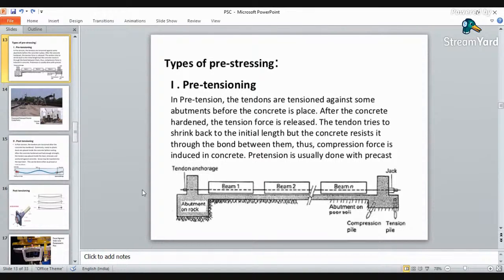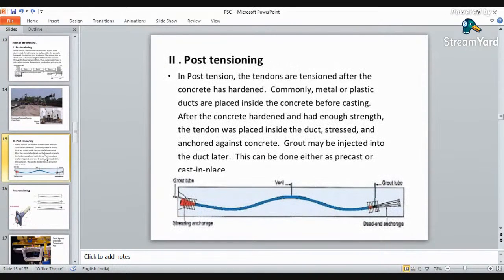Then there is post-tensioning. So what is post-tensioning? In post-tensioning, the tensioning of the strand or the wire is done after the concrete hardens. In post-tensioning the tendons are tensioned after the concrete has hardened. Commonly metal or plastic ducts are placed inside the concrete before its casting. After the concrete hardens and gets enough strength, the tendons are placed inside the duct and stretched against the anchorages. Then there may be grout injection or not, according to whether the tendons are bonded or unbonded.